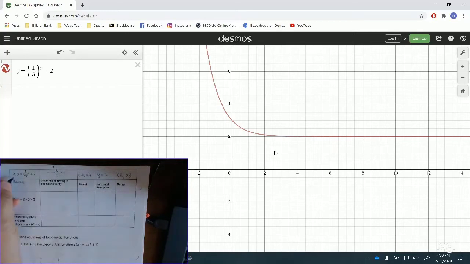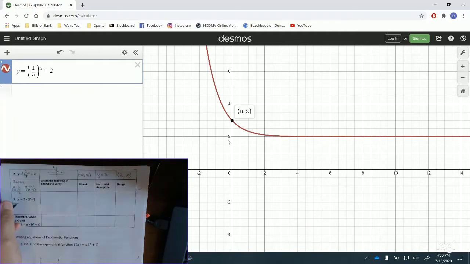And by the way, this a value again is 1. It has an a value of 1, so the y-intercept would be 0, 1. But it wouldn't because it's being translated. So add 2 to that y-intercept, so the y-intercept really would be 0, 3. So you can see in this graph, here is the y-intercept.